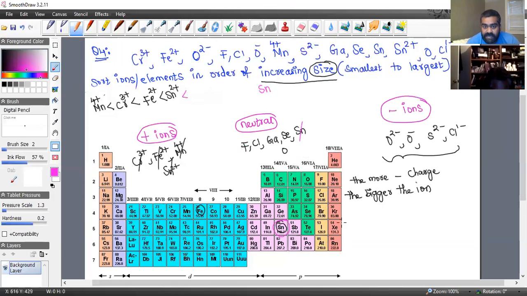Who else is in this? Is there any element in the same row? No, we're done with that row. Is there any element in row 4 that's in that list? There's Ga. That's it. Ga and Se.